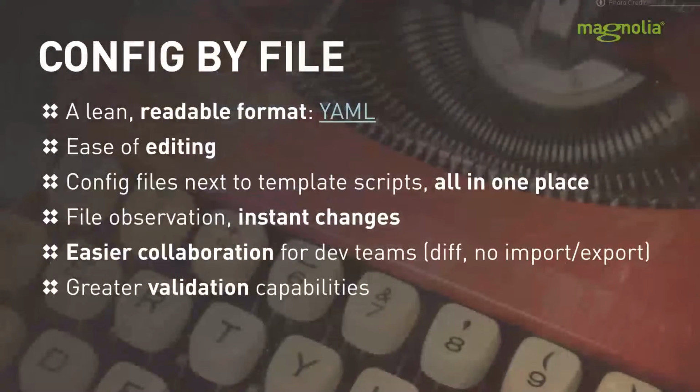So config by file, on the other hand, there are a few concrete promises around it. First, it's a lean, readable format. It's YAML, in case you haven't heard. Then it's easy to edit in a simple text editor. As I've shown you in the light module structure, the config files live right next to the template scripts, all in one place. We have file observation, so what you change is instantly reflected. And most of all, it enables easier collaboration for the dev teams.